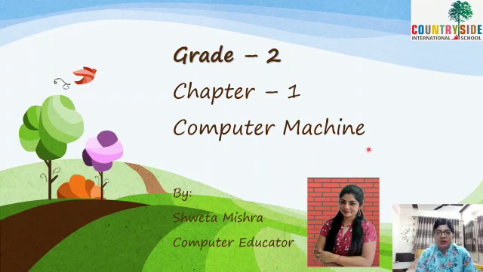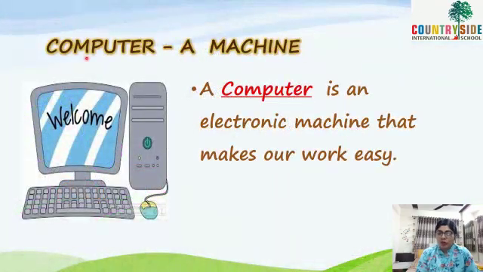And for this, we are going to start with the first chapter of our textbook, and that is computer machine. We all know that computer is a machine. A computer is an electronic machine that makes our work easy. Why it is called an electronic machine, children? Because it works on electricity, right? If no electricity is there, our computer will not work, right? And computer makes our work easy also.